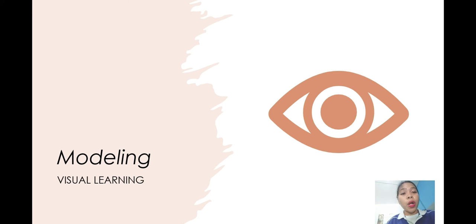Modeling is visual learning. So, after telling students what to do, it's important to show them exactly how to do it. This will help your students who are visual learners. Example, proper execution. You show the proper execution of spiking a volleyball.